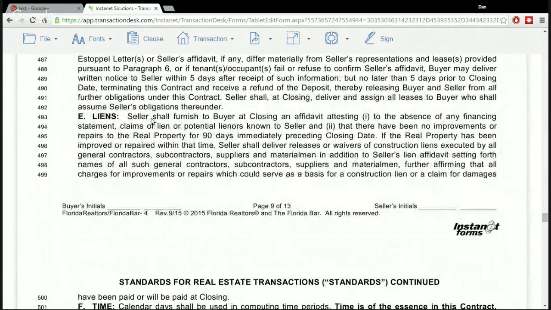Lien. Seller's going to furnish a closing affidavit attesting to the absence of any financing statement, claims of lien, or potential lienors known to the seller, and that there have been no improvements or repairs to the property for 90 days immediately preceding closing date. This is the title company, the closing agent, is going to do their lien search, and this is an affidavit by the seller to the buyer stating that they had not done anything in that interim to encumber the property, because if a lien were to get recorded between the time that the title company got their title commitment and the time of closing, potentially a lien could come onto the property. And so this is the seller signing an affidavit saying that he hasn't done anything to encumber that.